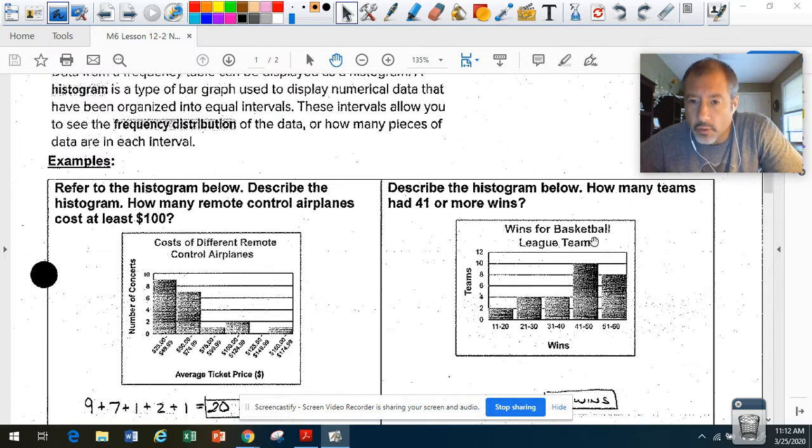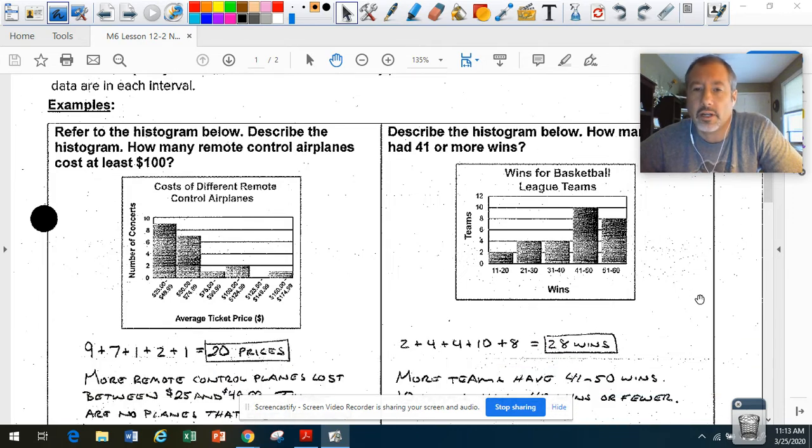Now it looks like this histogram looks pretty good. They should have moved these bars close together so they touch. But it says, describe the histogram below. How many teams had 41 or more wins? Well, let's look at some of this information first. Okay, so here are our teams.